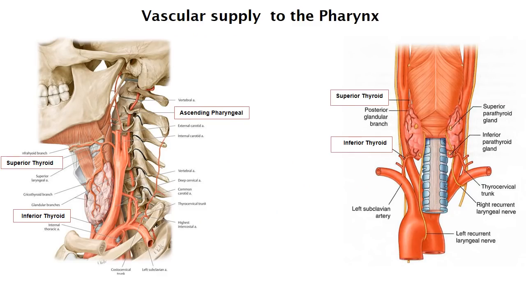The arterial supply to the pharynx comes by way of three vessels. The superior thyroid and ascending pharyngeal come off of the external carotid, while the inferior thyroid, as you may recall, comes off of the thyrocervical trunk.